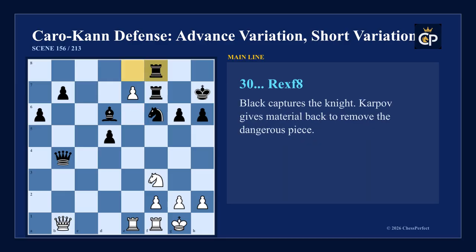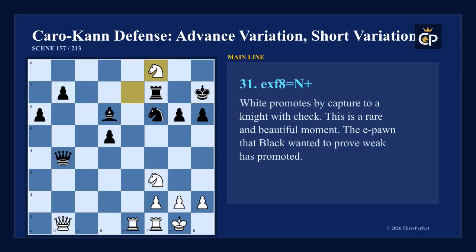Rook takes f8. Black captures the knight. Karpov gives material back to remove the dangerous piece. e takes f8, promoting to a knight, check. White promotes by capture to a knight with check. This is a rare and beautiful moment. The e-pawn that Black wanted to prove weak has promoted.